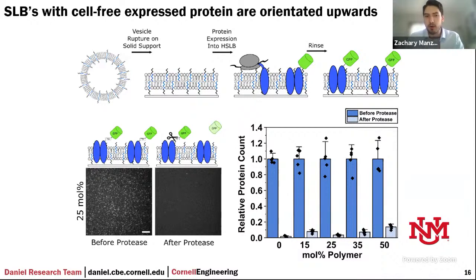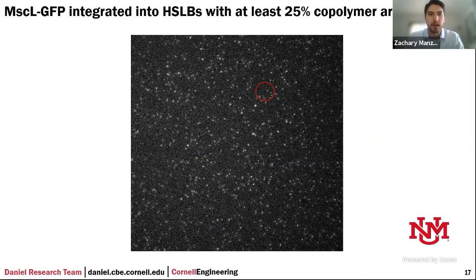Now, the orientation is very important for functional readouts. An important biological property that I haven't mentioned yet is actually protein mobility. The proteins need to be able to orient themselves in the membrane and associate with their neighbors. And so we want to see if we can maintain that mobility in our platform. And what we found is that you actually need at least 25% copolymer for mobility. The copolymer is essential for this, and we believe it's providing a cushioning effect from the substrate.